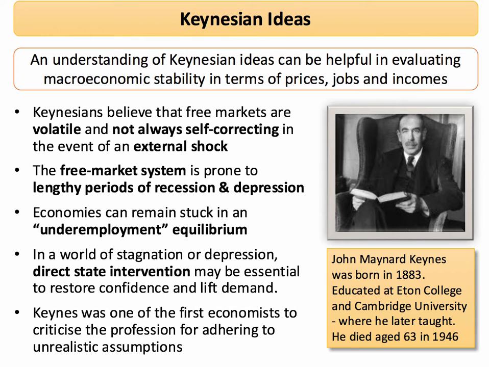A key idea from Keynesian economics is that an economy can get stuck in an underemployment equilibrium. In other words, a level of output that is not consistent with achieving a labour market that's close to full employment. He argued that in a world of stagnation or depression, where private sector demand in particular is low, direct state intervention might be essential to restore animal spirits, to restore confidence, and to lift aggregate demand.